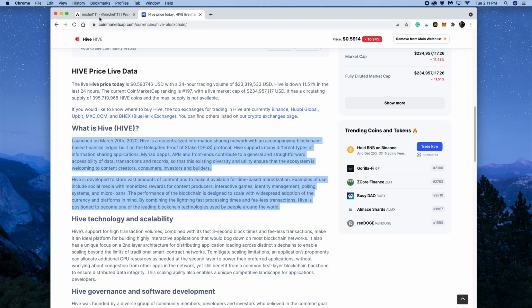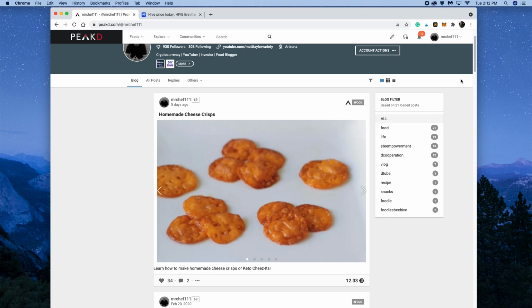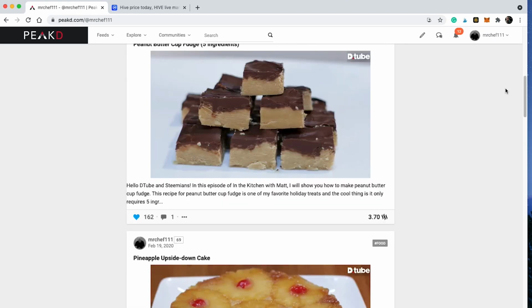And so if we go over here to PeakD, this is my platform of choice. The reason why I like PeakD, it's just peakd.com. You can sign up for a new account there, and that will set you up with a Hive account. There are all kinds of different platforms that you can use via PeakD. So this is my profile, and I add a lot of my cooking stuff over here. If you don't know, I have a cooking channel called In the Kitchen with Matt. And so I add some of my cooking stuff over here.